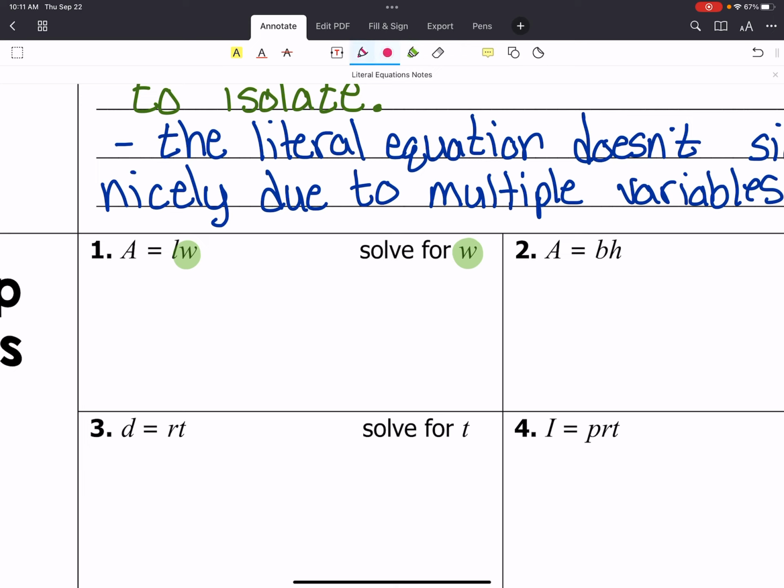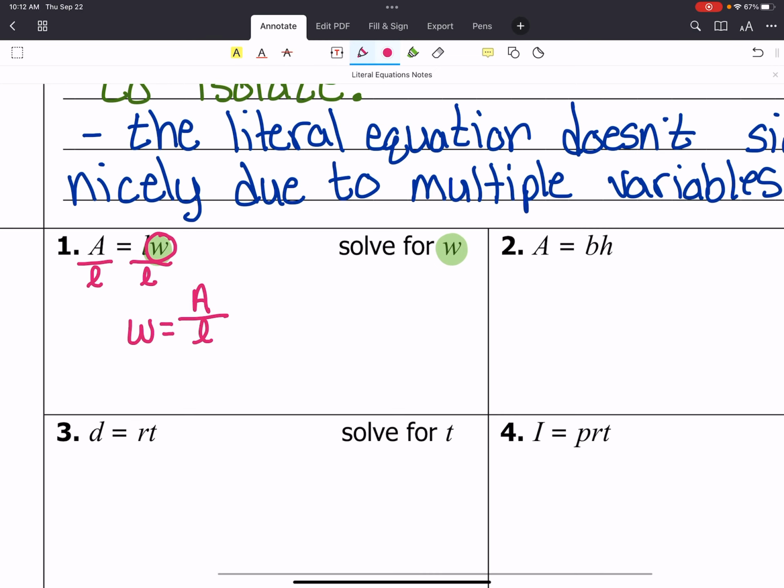So right now I have L times W. Well, we know the inverse or opposite operation of multiplication is division. So I'm going to divide both sides by L. And guys, I use a nice little cursive L when I do this. Otherwise, my L's and my 1's look similar. You don't have to do that, but that's what I like to do. And I'm going to put my variable right here on the left-hand side of the equation. So width will be A divided by L. I isolated for that width.